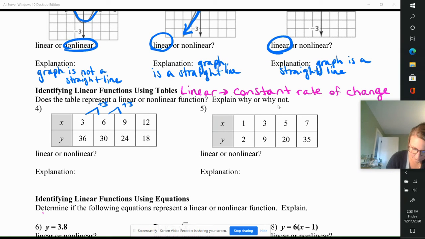Number 4, they're increasing by 3 each time for each consecutive x value. And the y values are decreasing by 6 each time. So this change is constant. X increases by 3, and the corresponding y values decrease by 6. So that is a constant rate of change, which makes it linear.